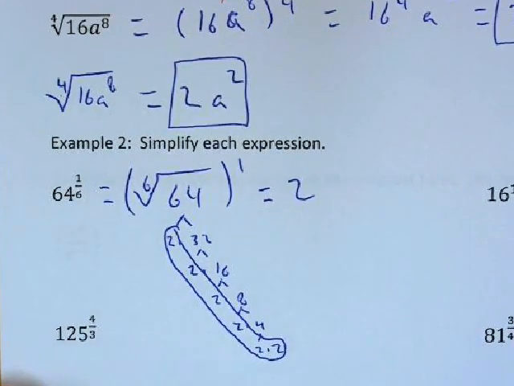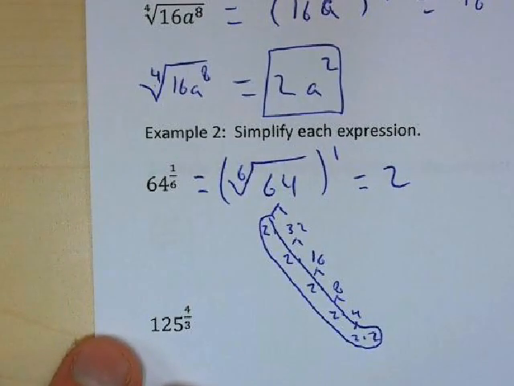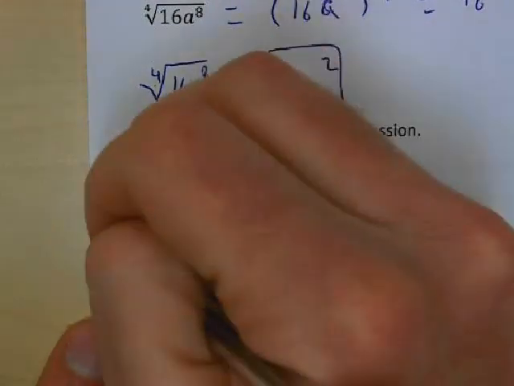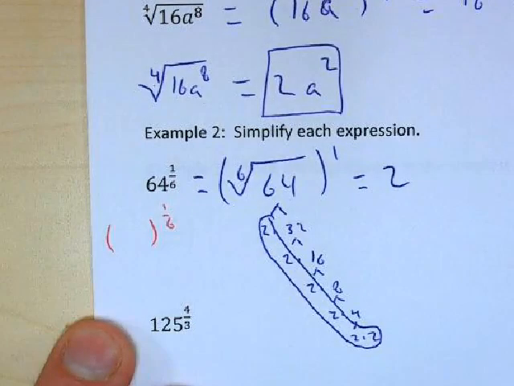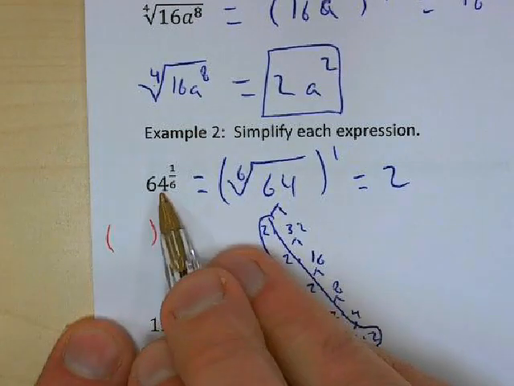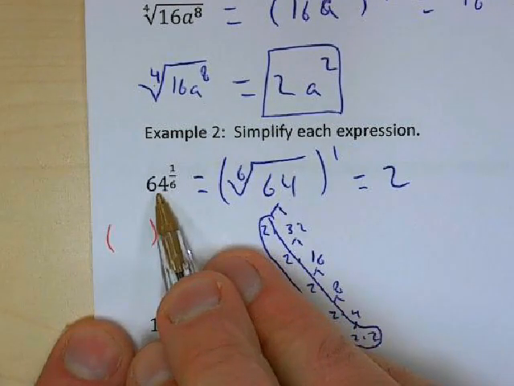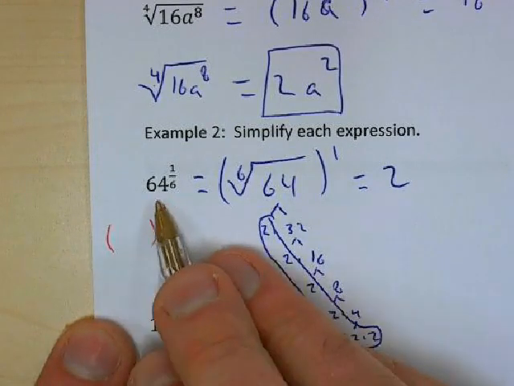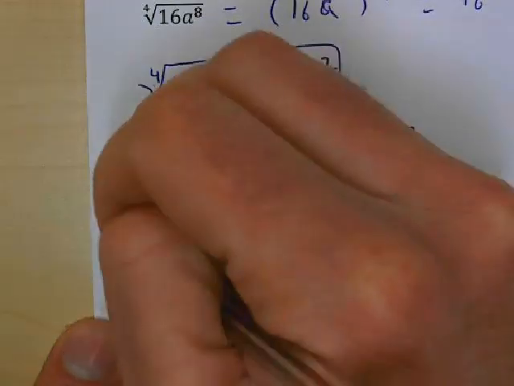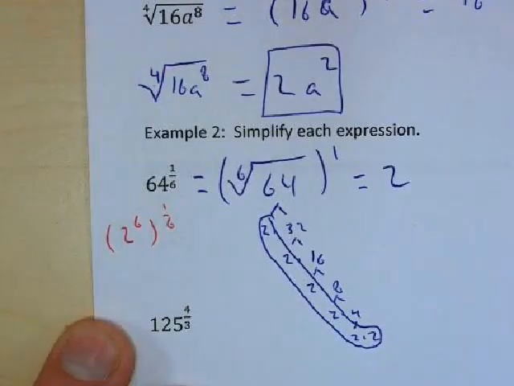Okay. Now, let me show you real quick, just because we have a little bit of space here, the other way we could have done this problem. I have something raised to the 1/6 power. Okay, well, what do I have raised to the 1/6 power? 64. Well, how can we write 64? Well, any way that we want to. I can write it as 2 times 32, or I can write it as 4 to the 3rd power, or I can write it as 2 to the 6th power.